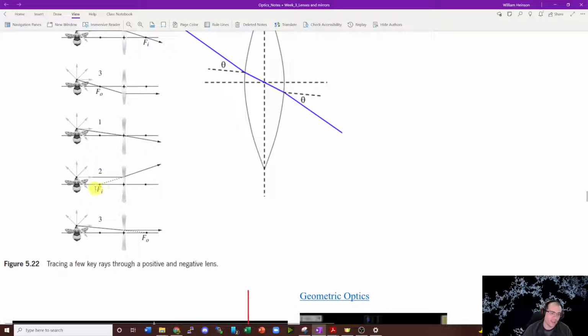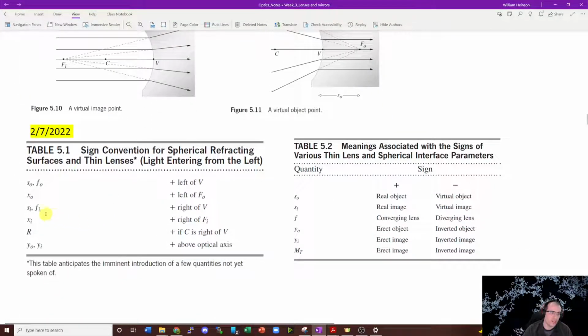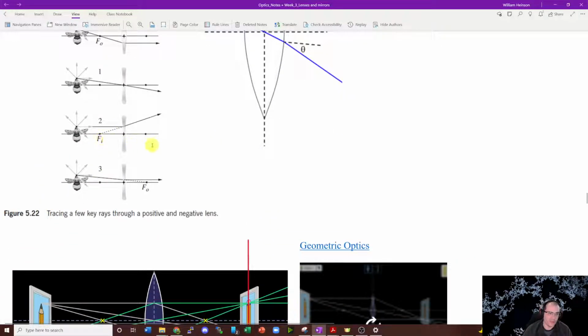It's on the left. Go back to our handy dandy chart. If f of I is on the right, it's positive. If it's on the left, it's negative. That's why these are called negative lenses, because their focal points are negative. Image focal point is on the left, object focal point is on the right. So boom, backtrack, and then draw that line.